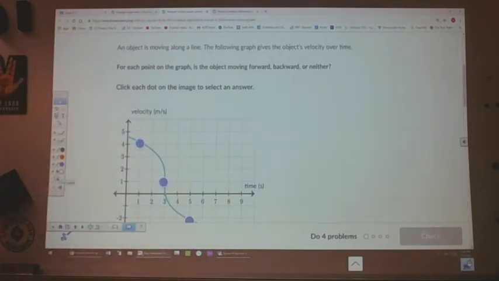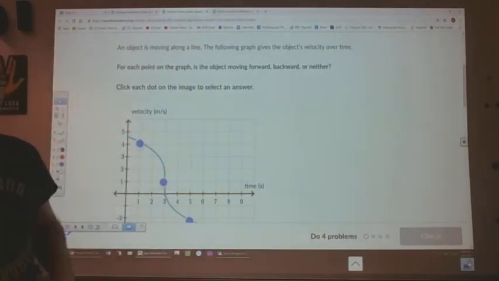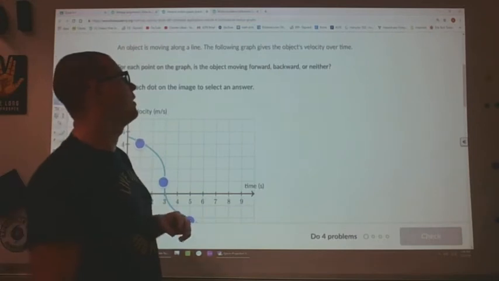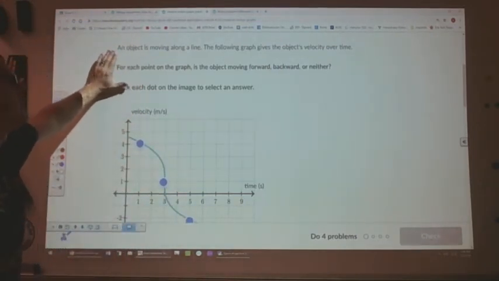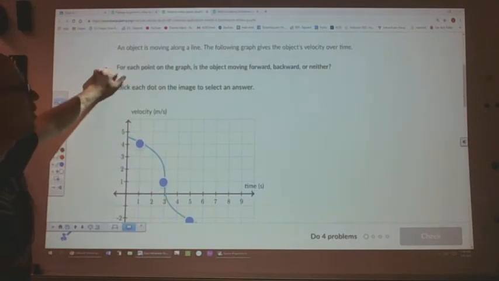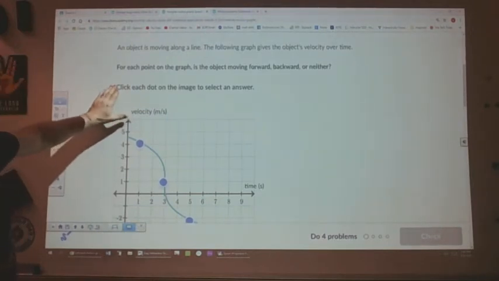Now, interpreting motion graphs. We have to pay very special attention to what our units are and what they are telling us about the graph. An object is moving along a line. The following graph gives the object's velocity over time. For each point on the graph, is the object moving forwards or backwards?